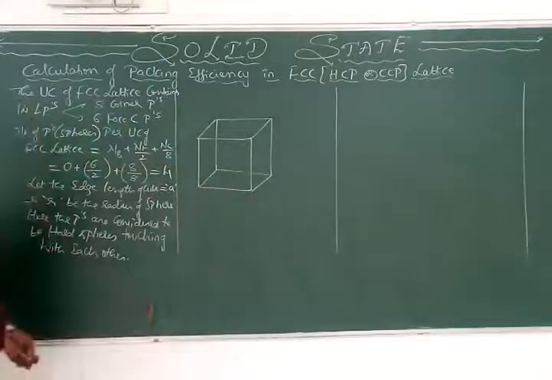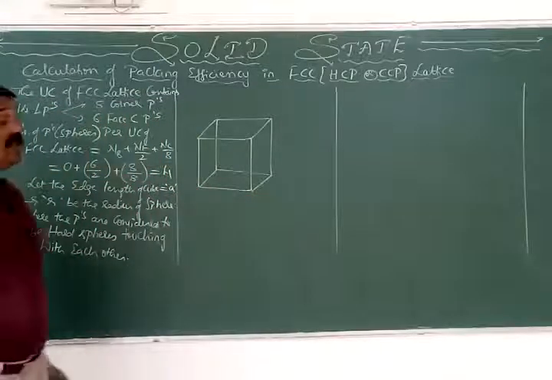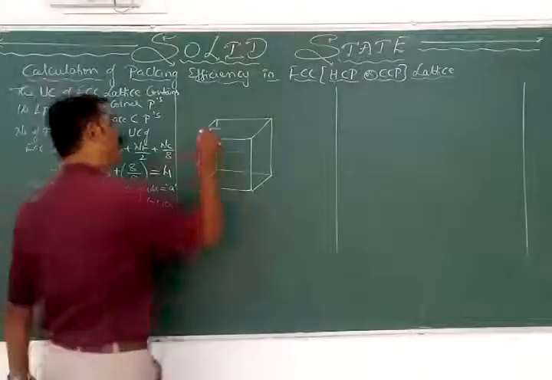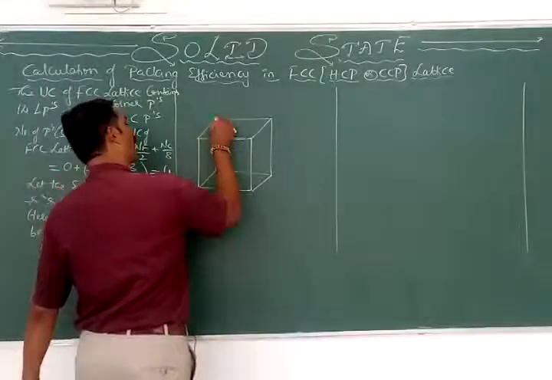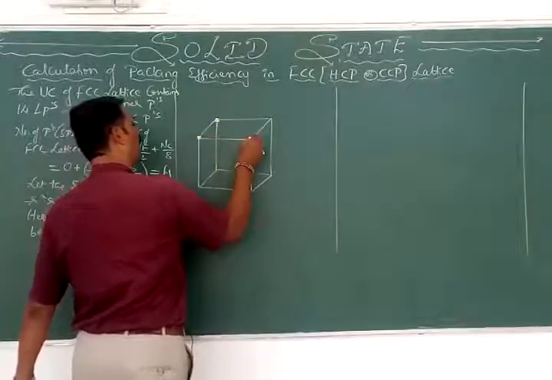Okay, what is this? The simple cubic right now. This is the corner particle. How many corner particles are we having? Again, 8.